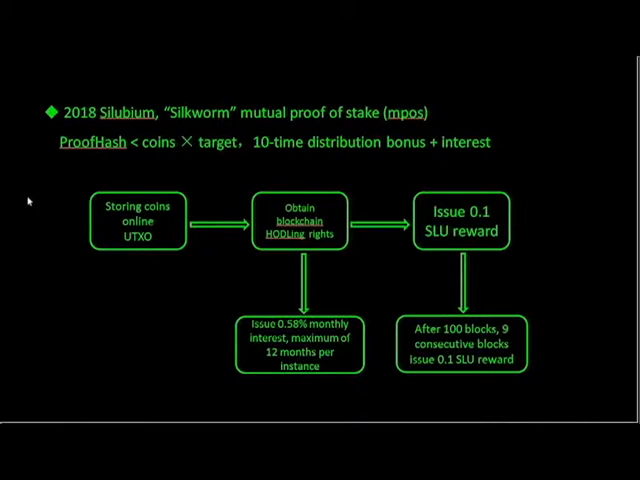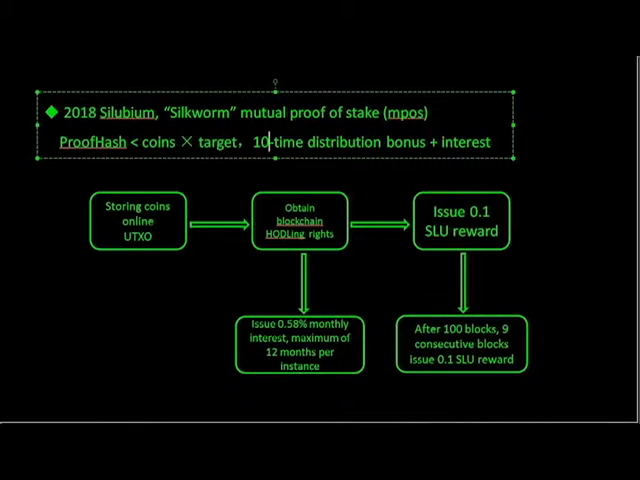So here is a diagram of the Silubium Silkworm mutual proof of stake consensus mechanism. Alright, let's take a look directly at the diagram. I think that will be more useful. So, sorry, this I got to change again. It is now no longer 10, it is 5.